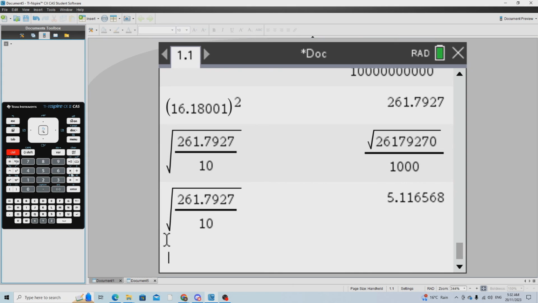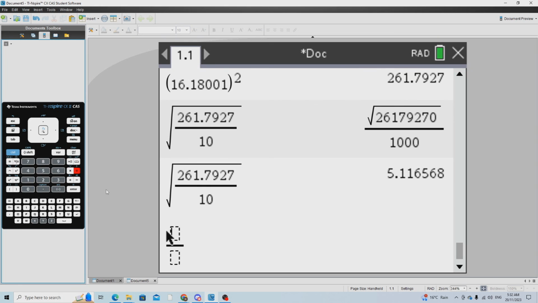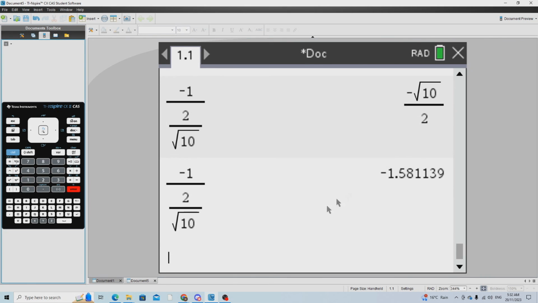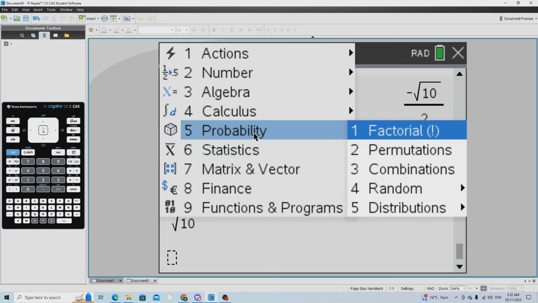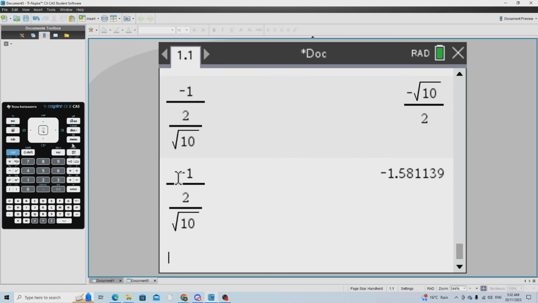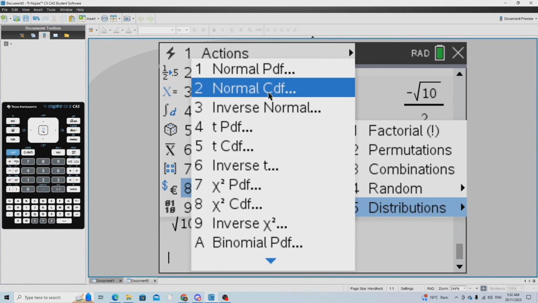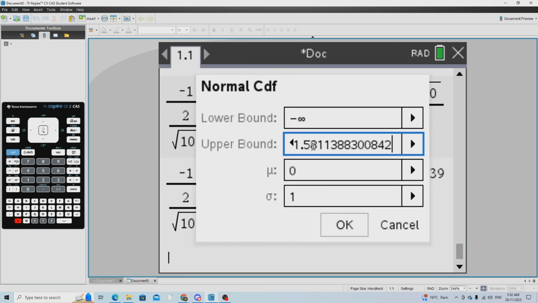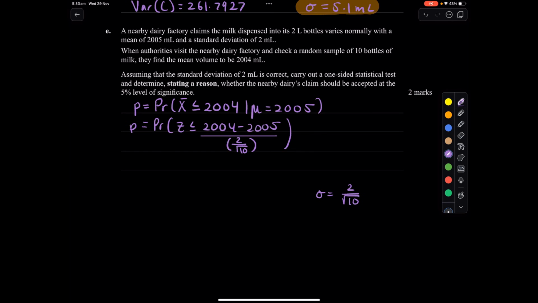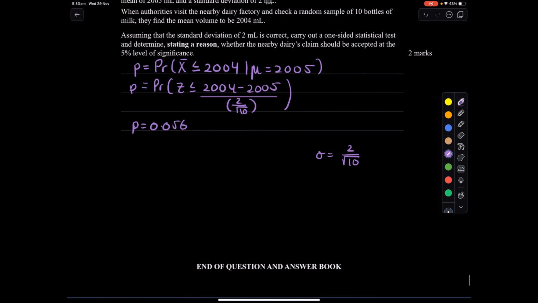So let's just simplify this. We're saying negative 1 divided by 2 over root 10. We get this. Control Enter, and we get this. And we go to menu, probability distributions, and we go to normal CDF. Using normal distribution doesn't work. Let's do it again. This is that. Okay, and we get this. So this is our p-value. So our p-value is 0.056.